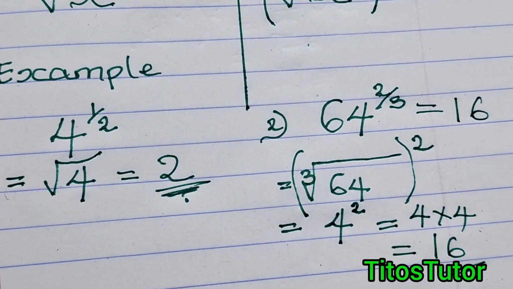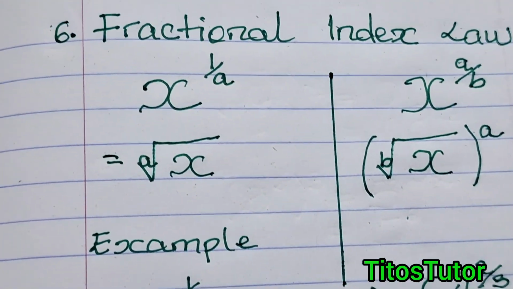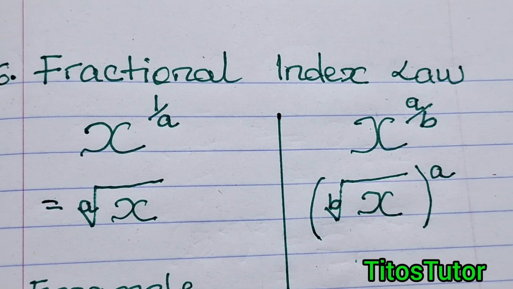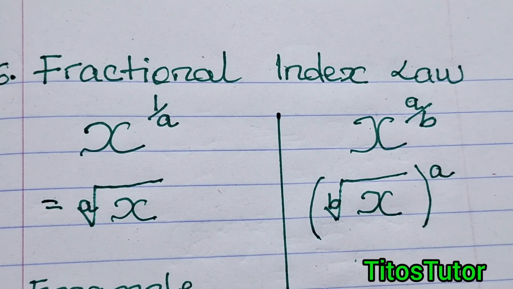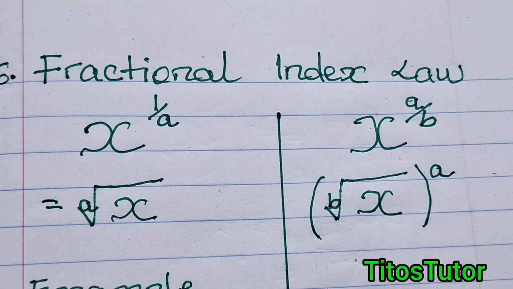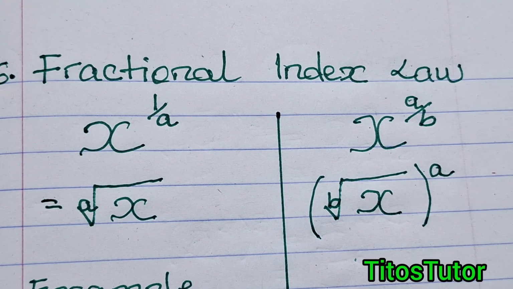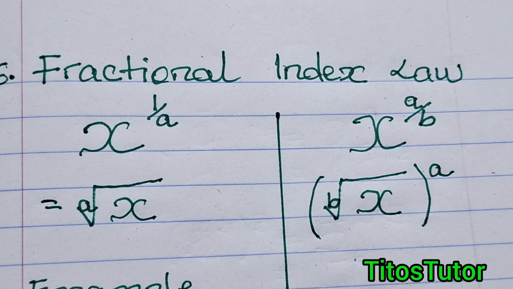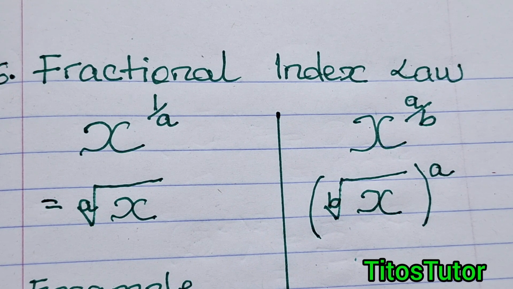So this is how to use the sixth law of indices that is divided into two parts. One with 1 as the numerator of your fractional index and the other with a number bigger than 1 as the numerator of your fractional index.